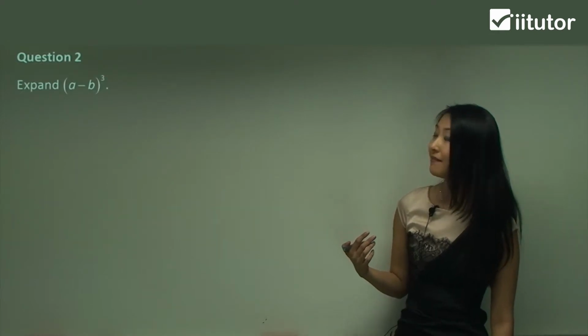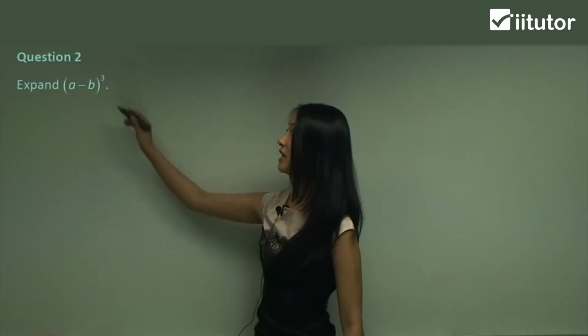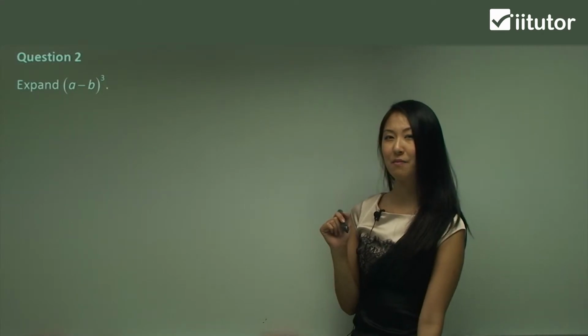Now, let's have a look when we have a negative there instead of a plus. So have you noticed how all the expansions we've been doing has been a plus b? So how do you think we're going to do this expansion if it's negative b? So have a think how we might do that.